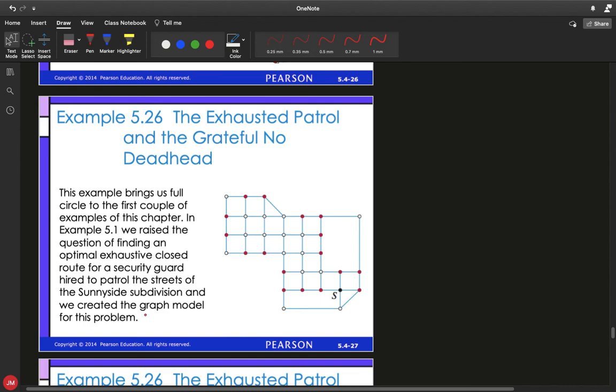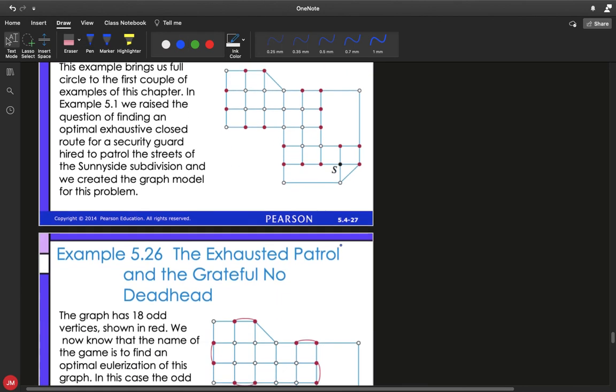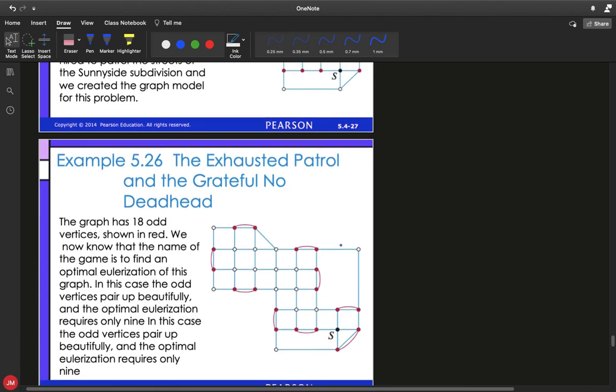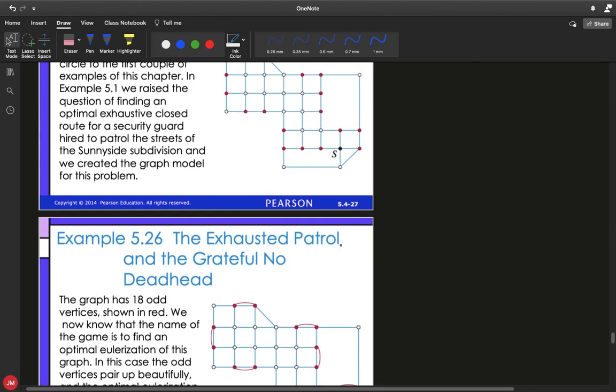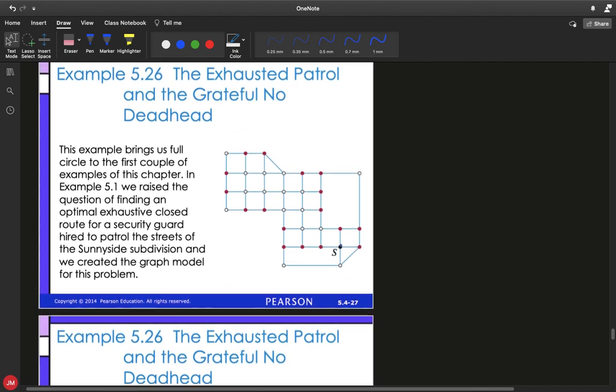To make things easy, I've gone ahead and labeled all of the odd vertices so you can see all of those on the graph. So now, in order to optimize this, in order to Eulerize it, let's remember that since it's a security guard, they want to patrol all of those streets. In fact, they need to get back to where they started as well. So really, let's think about the best way that we can do that.